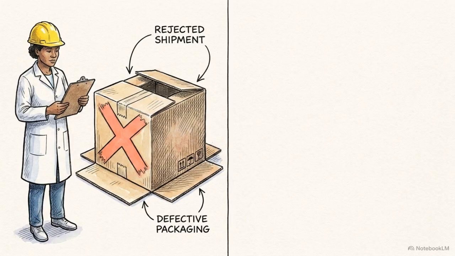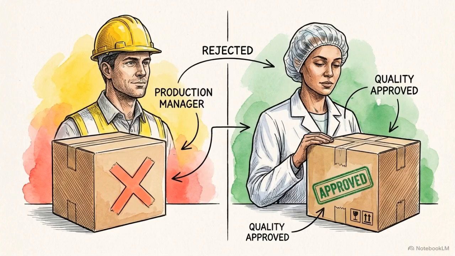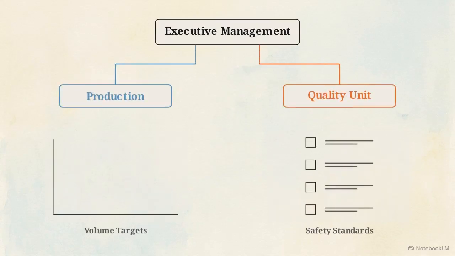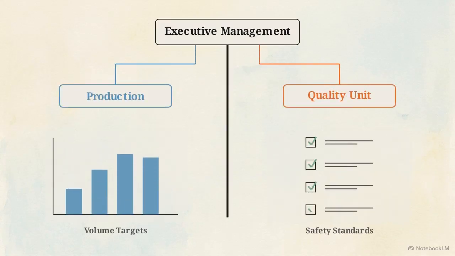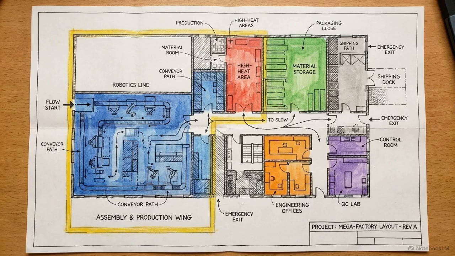Under this structure, a production manager does not have the authority to release a batch of medication. That final decision rests with an independent quality officer. Separating production and quality departments removes the conflict between volume targets and safety standards, ensuring that manufacturing goals do not compromise product integrity. Next, take your facility floor plan and a highlighter to map out dedicated operational zones.